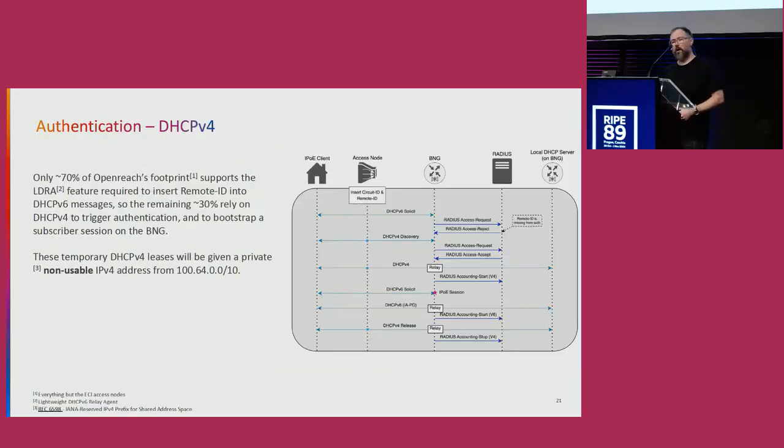However, only about 70% of our wholesalers' access networks actually support lightweight DHCPv6 relay agent, or LDRA, which is required to insert that information into the DHCP messaging. So for about 30% of these customers, we have to rely on DHCPv4 to bootstrap authentication, and then we can go through v6 and give them MAP-T. We obviously don't want to burn any more public IPv4 addresses than we have to. So for these bootstrapped v4 sessions, we give them a private RFC 6598 address, which is not usable.